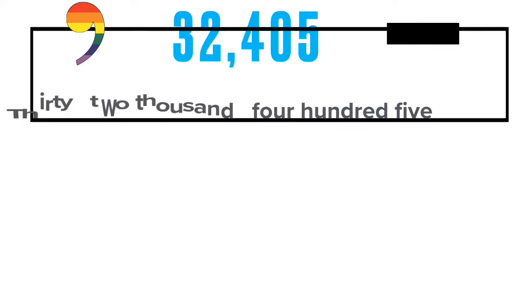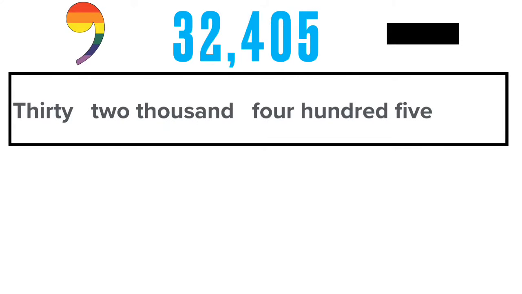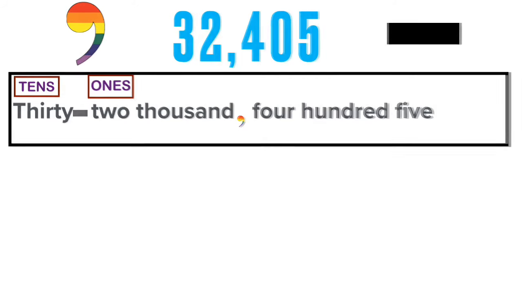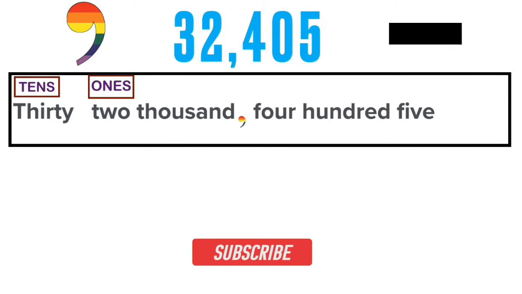Let's have another example, 32,405. So here, we are going to use the hyphen and comma. So let's write first 32,405 in words. Comma is written after the word thousand. Let's write it. While hyphen is used between the tens and ones number. So let's write hyphen between 32. So that is the correct way in writing 32,405.